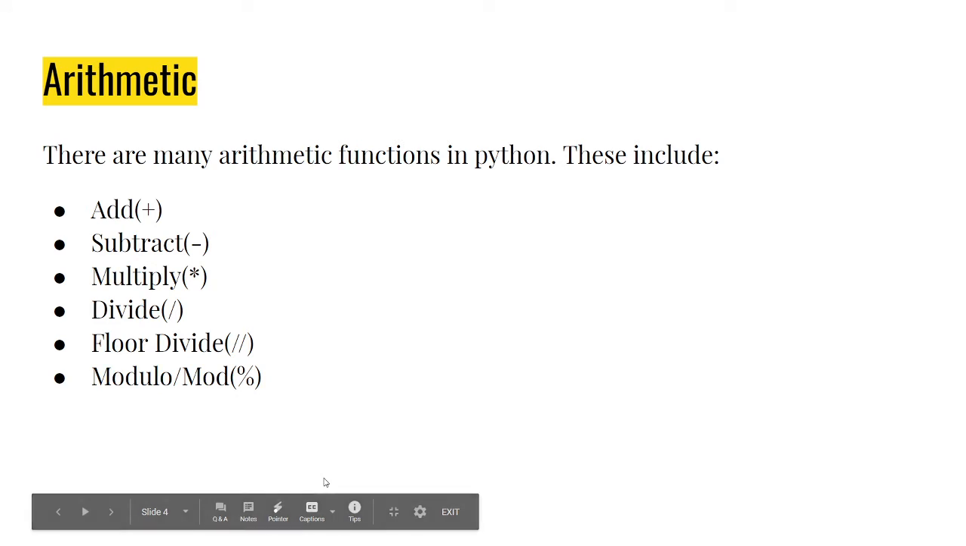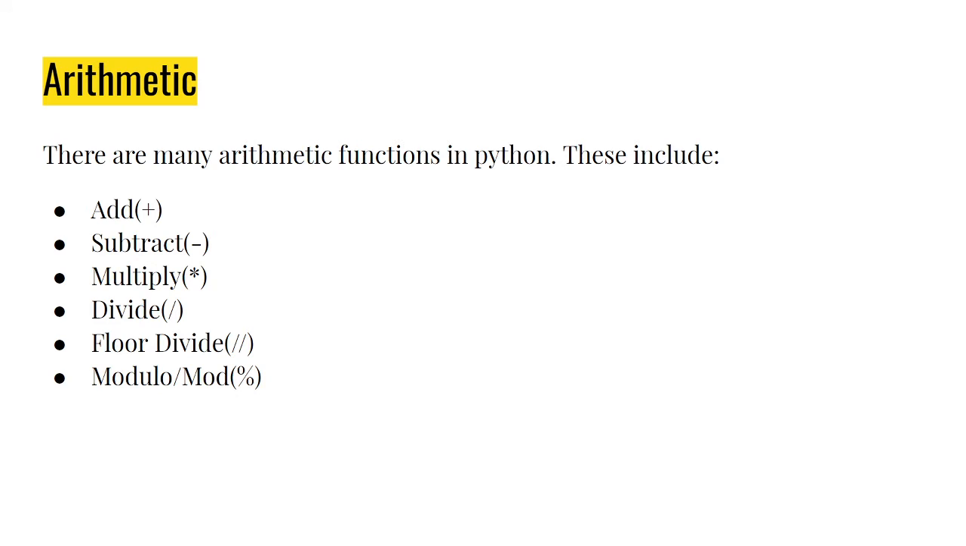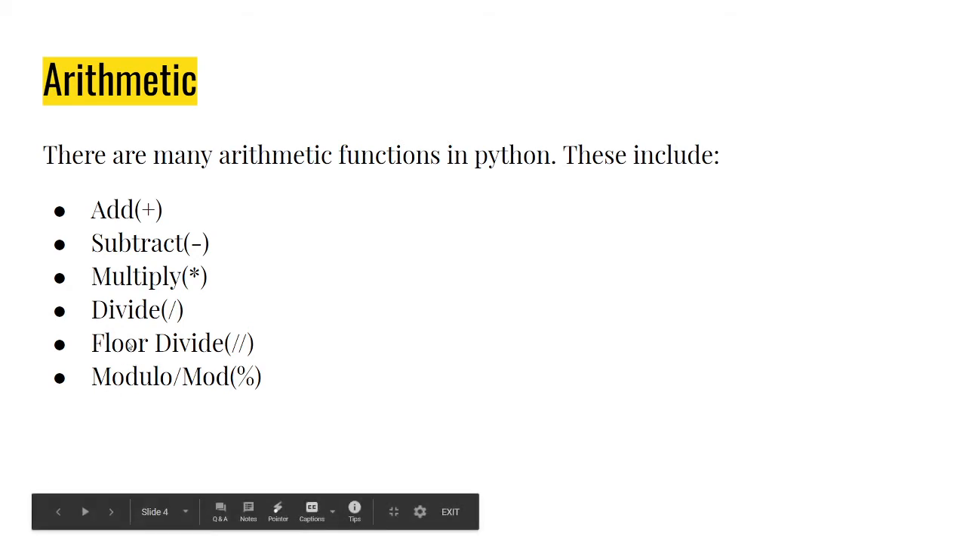Arithmetic. Now there are many arithmetic functions in Python, but I'll go over the main ones. Add, using plus, subtract using minus, multiplying using asterisk, dividing using the slash, floor dividing using the double slash, and modulo or mod using the percent sign. You might be wondering what these last two are. When I learned Python, I did too.